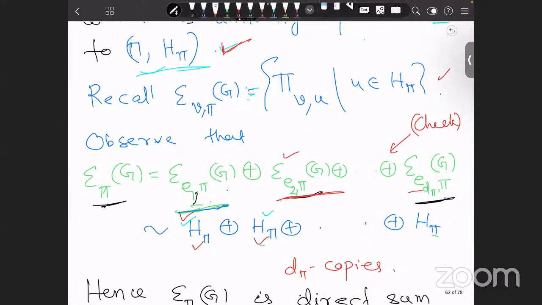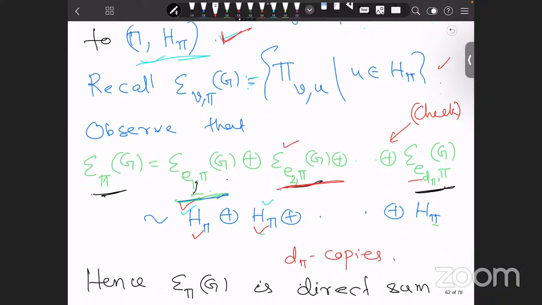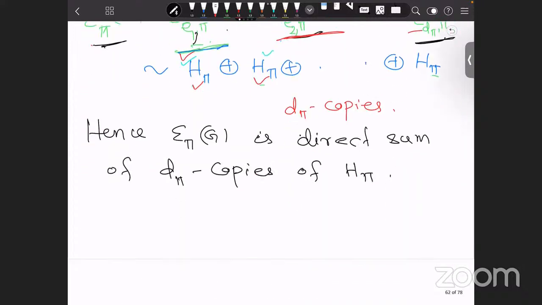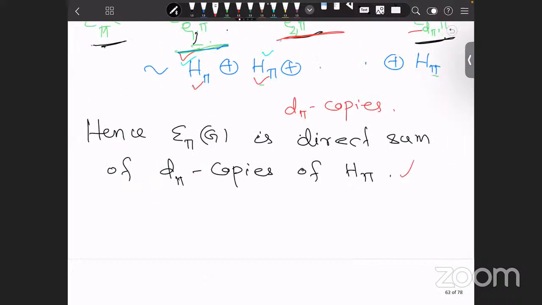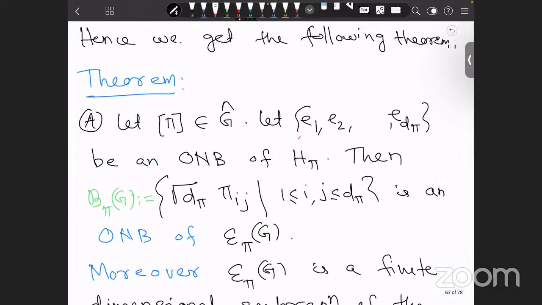So that means E_π G is nothing but d_π copies of H_π. So E_π G decomposes into d_π copies of H_π. Hence E_π G is a direct sum of d_π copies of H_π. Okay, so this is a very important thing.